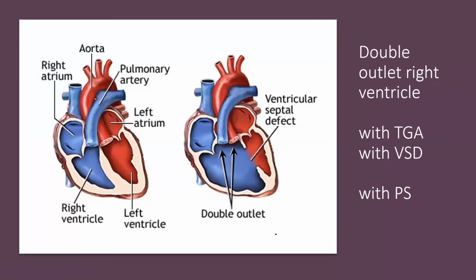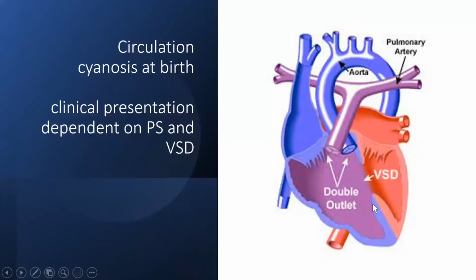Okay, can be associated with one of these, and this is how it looks. And like I told you, the DORV with PS, double outlet right ventricle with a pulmonary stenosis, is the closest you get to a Fallot's. So the important differential diagnosis for Fallot would be a double outlet right ventricle with a pulmonary stenosis, which is what we are talking about here, right?